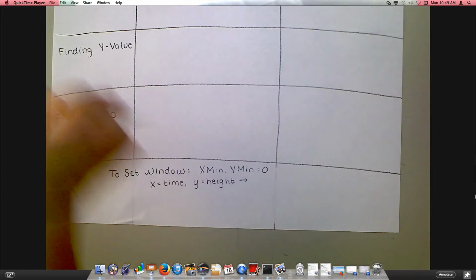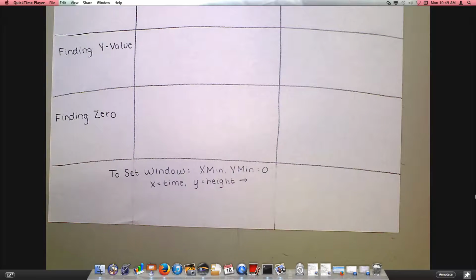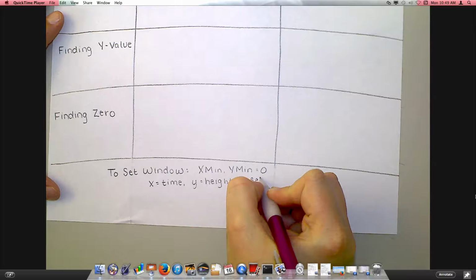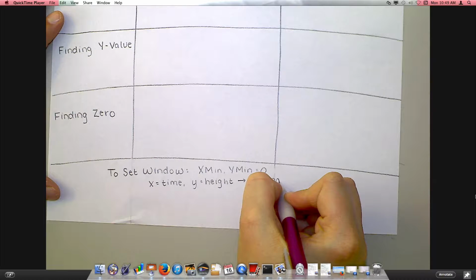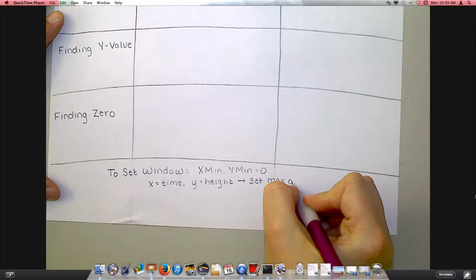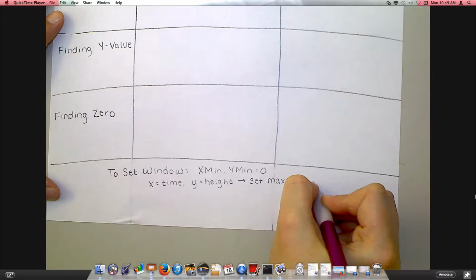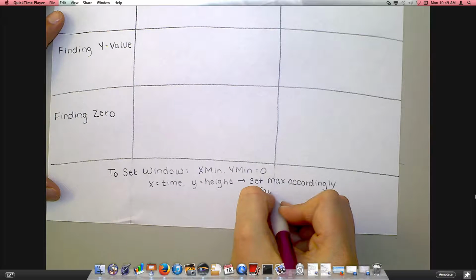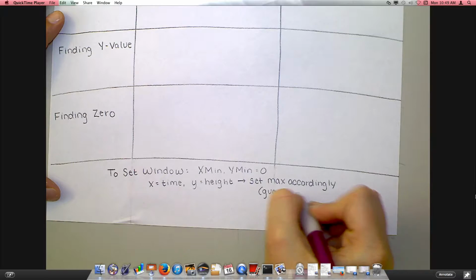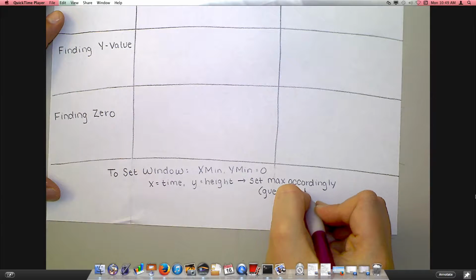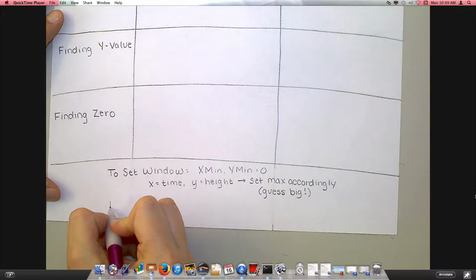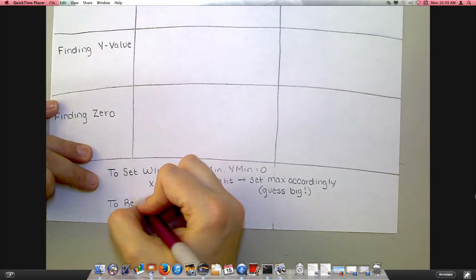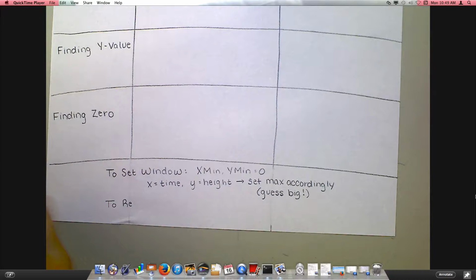We haven't filled in all the other boxes yet, but we just set up the outside of it so far. And then set your maxes accordingly. But guess big. Again, I'd rather you guess bigger than too small. And then just so you know, if you want to reset your window to go back to a normal graph screen, you would hit zoom, number 6.